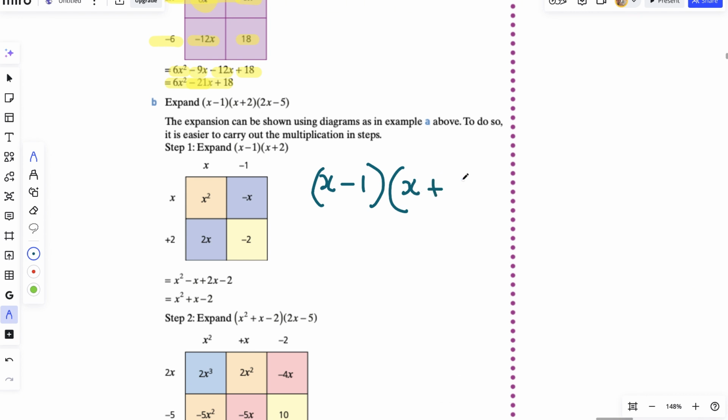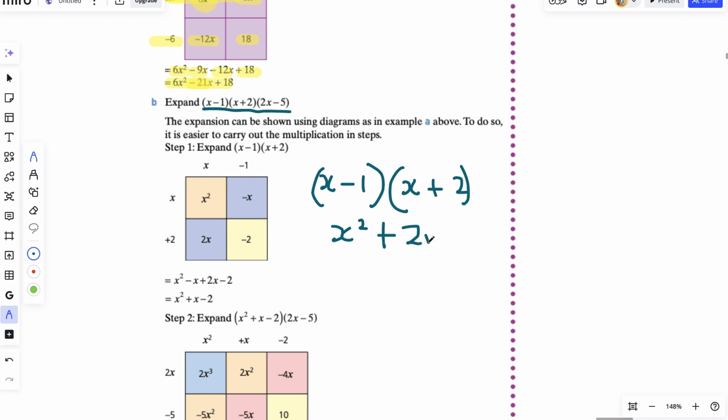Okay, so let's do this one first. If you have 3 brackets like this, you do 2 first, and then the solution you get, you multiply by the third bracket. Now let's take a look at this. x times x, we get x squared. I've already showed you, so I'll just be doing the multiplication. We take this first number to multiply both of these. So x times x, we get x squared. x times 2, we get 2x. So I write this plus 2x.